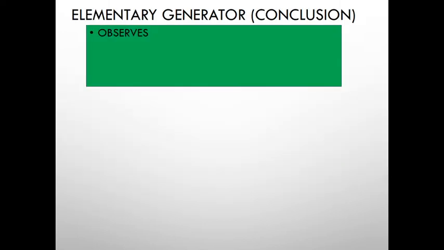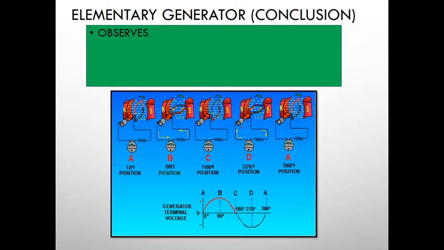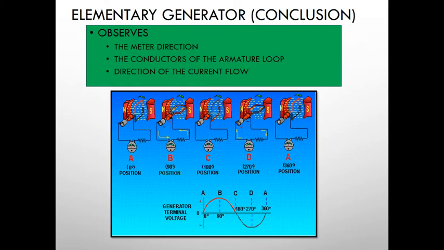So by looking at the figure: position A is 0, position B is positive maximum, position C at 180 is 0 again, position D at 270 is negative maximum, and position A is back to 0. The reading is 0 again.